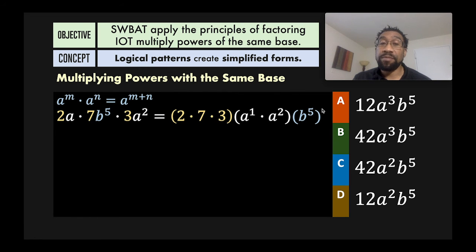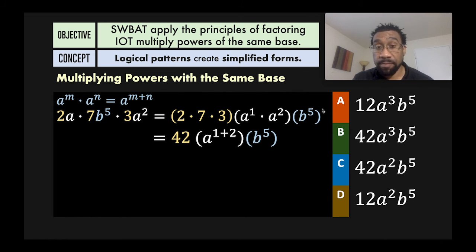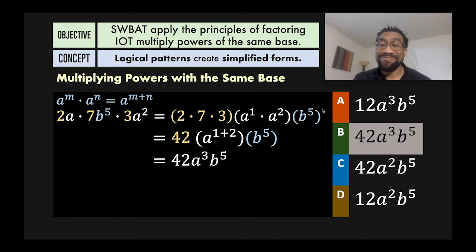Let's continue to simplify. When we do that, we get 42, so 2 times 7 times 3 is 42. And then we're going to add the exponents for the base a. So that's a to the 1 plus 2 power, and then b to the fifth stays the same. As we continue to simplify, guess what answer we get? We get 42a cubed b to the fifth. That is B. So I hope you chose the right answer or you had an inkling that B was the correct answer.